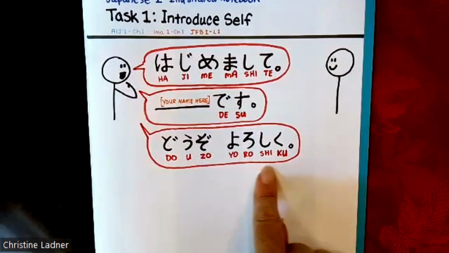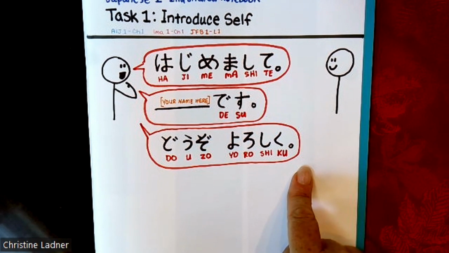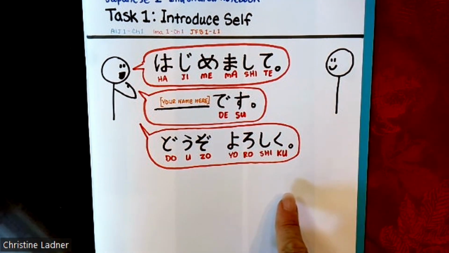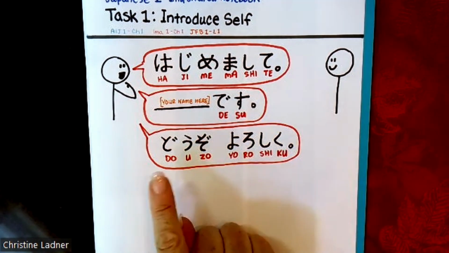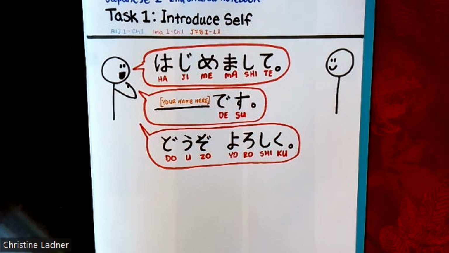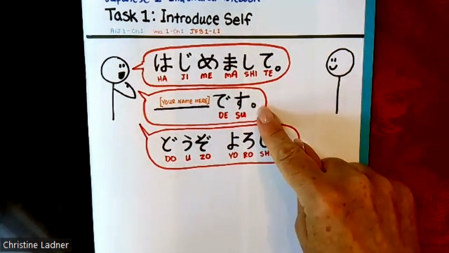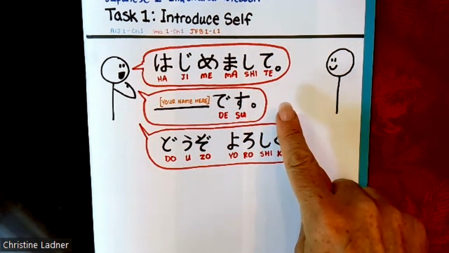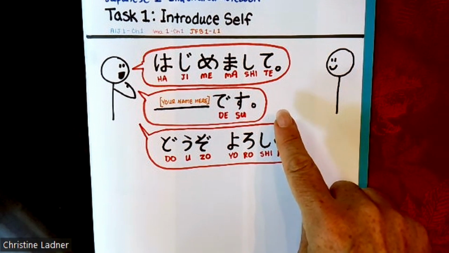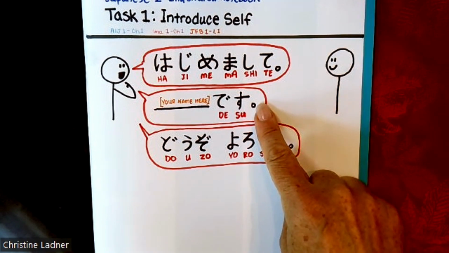Last of all, douzo yoroshiku. There's many versions of douzo yoroshiku. There's just yoroshiku. There's douzo yoroshiku onegai itashimasu, and a few different ones in between. But this is a general ending for your self-introduction, and it gives the feeling of let's have a good relationship and treat each other well. And desu, I like to think of just as a sentence ending that doesn't have a meaning in itself. It's just a way to end a sentence that doesn't have a verb.